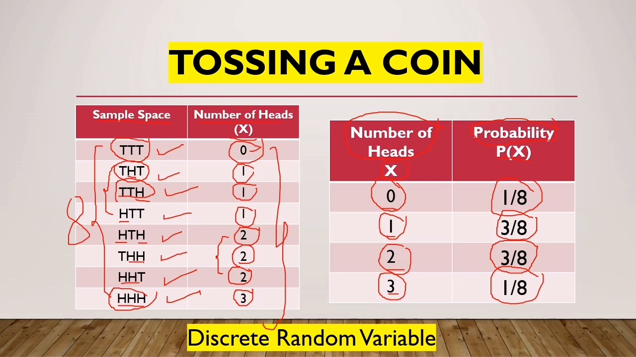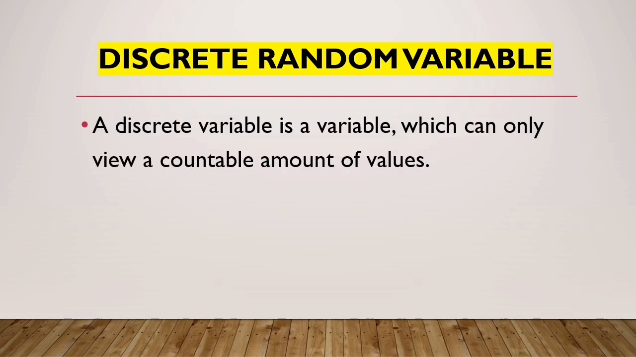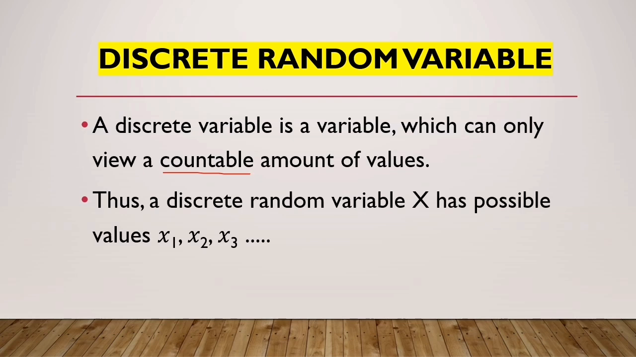And the important word that you're going to remember is countable. Let's proceed. So again, a discrete random variable is defined as a variable which can only take a countable amount of values. So you have here the clue: countable. If it is countable, it is a discrete random variable. When we say countable, the values can only be whole numbers, so it has possible values such as x sub 1, x sub 2, x sub 3, and so on.